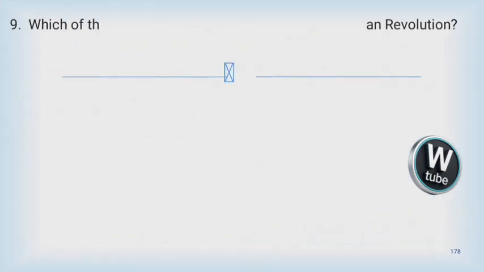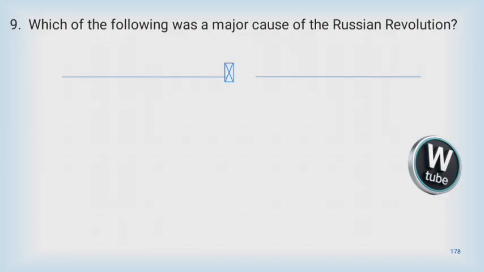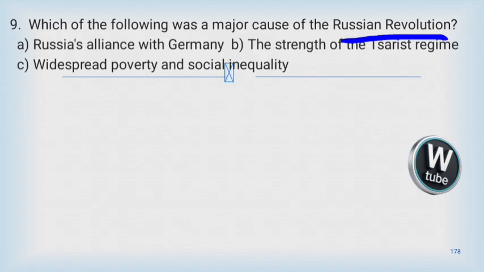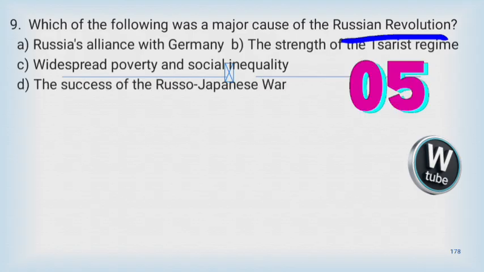Question number 9. Which of the following was a major cause of the Russian Revolution? A. Russia's alliance with Germany. B. The strength of the Tsarist regime. C. The widespread poverty and social inequality. D. The success of the Russo-Japanese War.